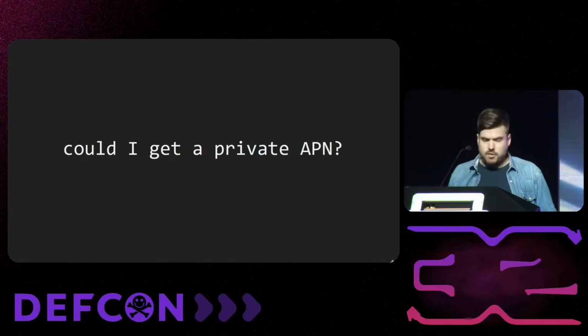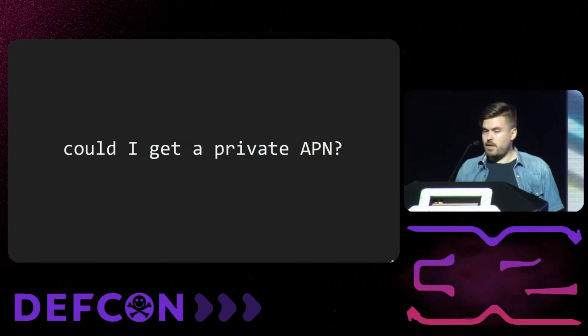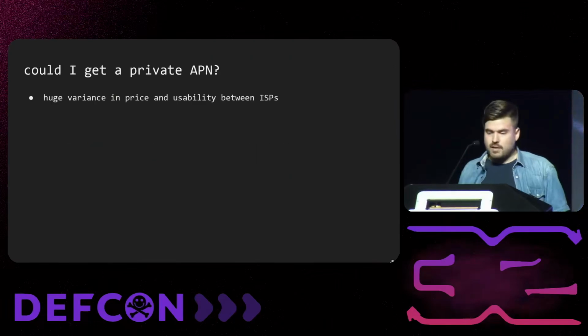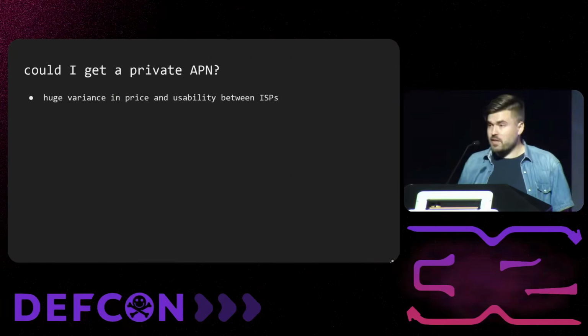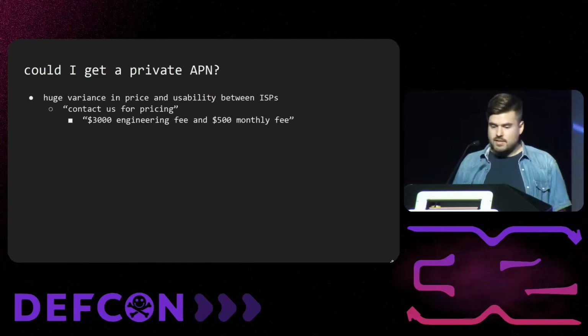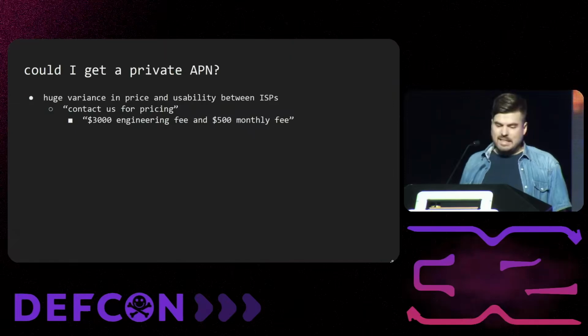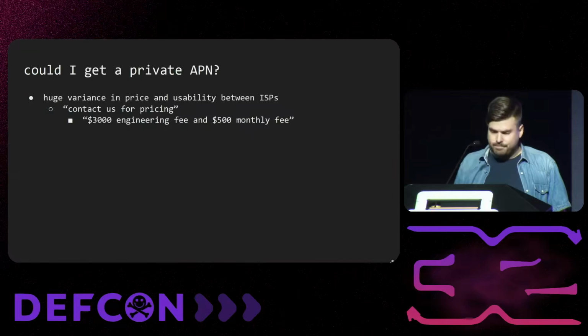So I had this question: could I get a private APN? Sounds expensive. And I went on a journey to send a bunch of emails to different ISPs, and I found out that there's a huge variance in price and usability. The first place I went had a contact us for pricing. They said, yeah, we can do this, no problem, you just pay us $3K to get started, and then $500 monthly. I was like, this sounds a bit too much for a proof of concept, and I might as well just run my own base station in a couple of offices.